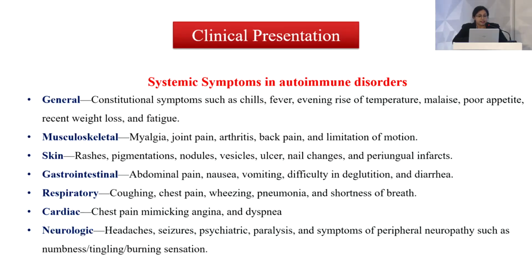Now, coming to the systemic symptoms, you have to elicit history pertaining to the systemic autoimmune disorders. They are general constitutional symptoms, then musculoskeletal, skin, gastrointestinal, respiratory, cardiac, and neurologic. All these systems may be involved in the autoimmune disorders. So, a thorough history taking is very, very important because, as you saw in the list of differentials, it is very vast and you have to pinpoint the identifying cause, which is not easy.